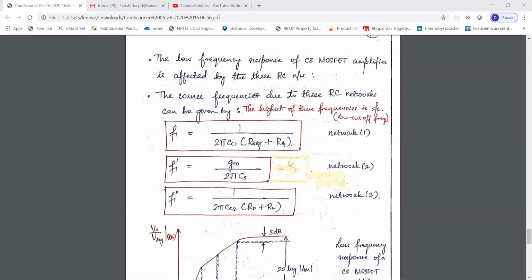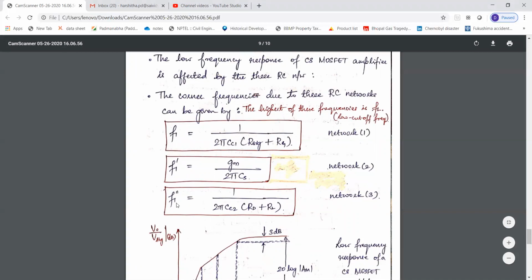And next, this coupling capacitor CC2 along with RD and RL will form one more RC network and will have an effect on the low cutoff frequency, that is given by F1 double dash, which is equal to 1 by 2 pi, just write CC2 in place of CC1, and RD and RL. The resistances at the output side are RD and RL. The resistances at the input side are R signal and RG.